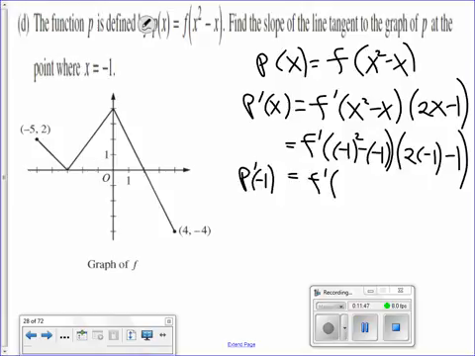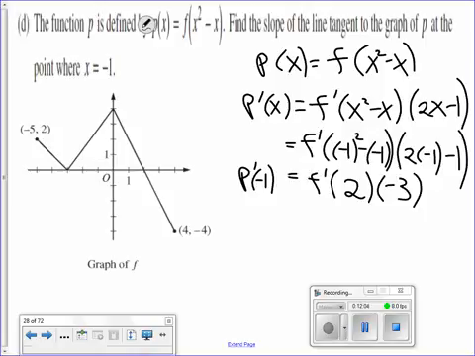-1 squared is 1 minus -1, so plus 1, 2. Okay. And then 2 times -1 minus 1, -3.